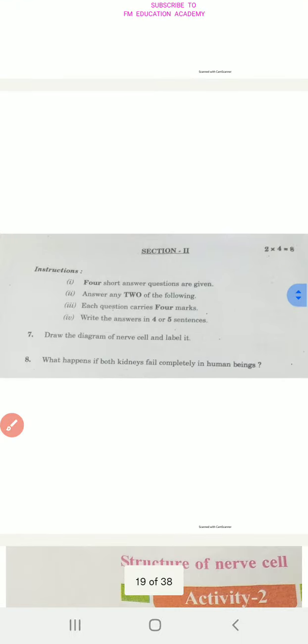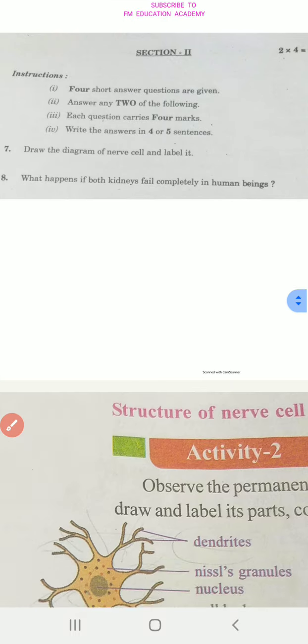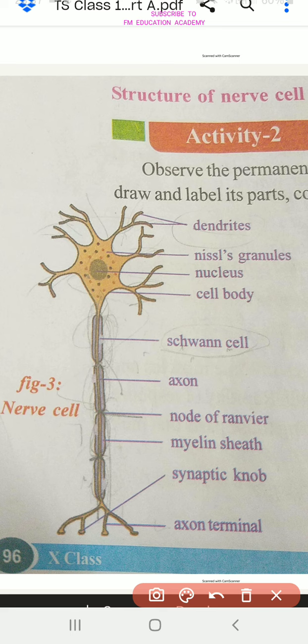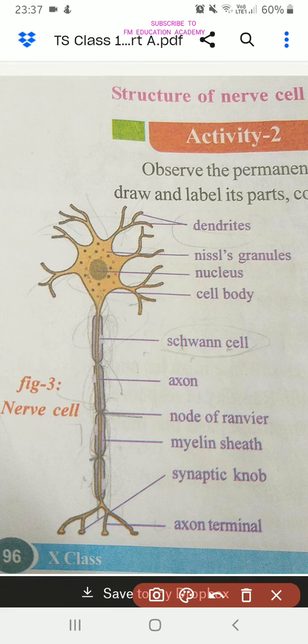Second, 2 4-mark questions. Any 2 you have to do, but we will be discussing all the questions. So question 7, draw the diagram of nerve cell and label it. Very easy and direct question. See, this is your nerve cell. Okay, it is there in the biology textbook on page number 96.